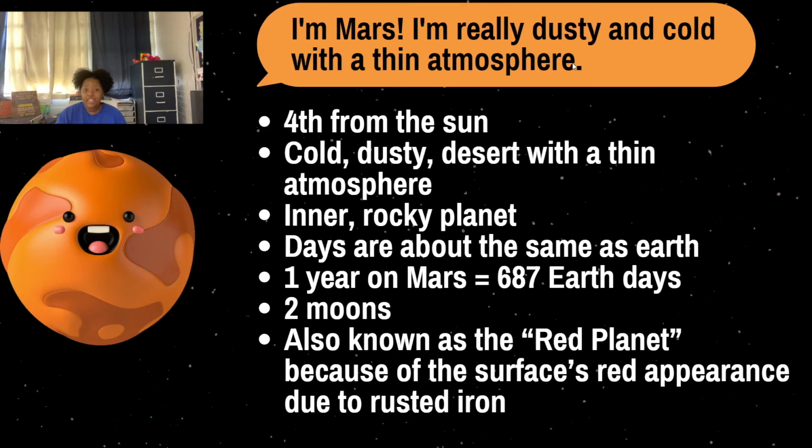Now, Mars actually has 2 moons, so not one, but 2 moons. And Mars is commonly known as the red planet because of the surface's red appearance that is due to rusted iron that's on the surface.